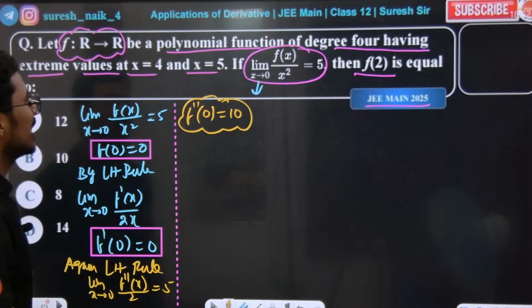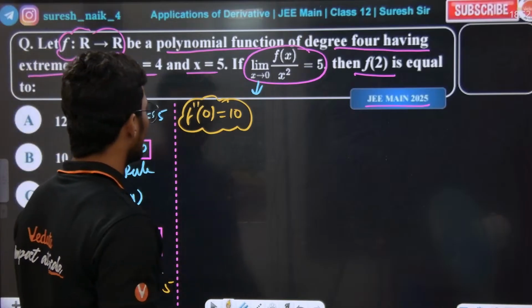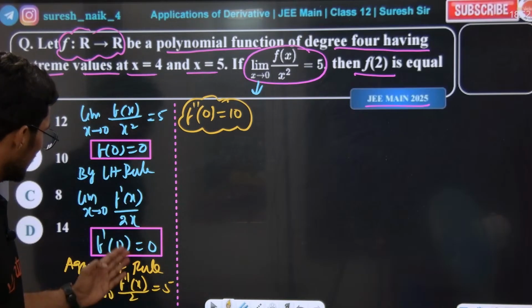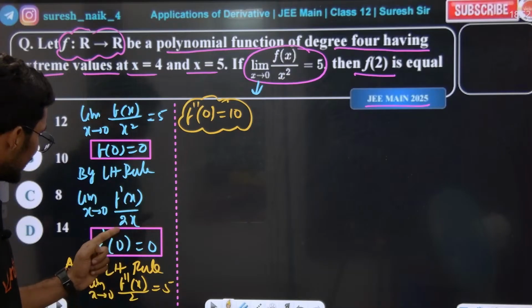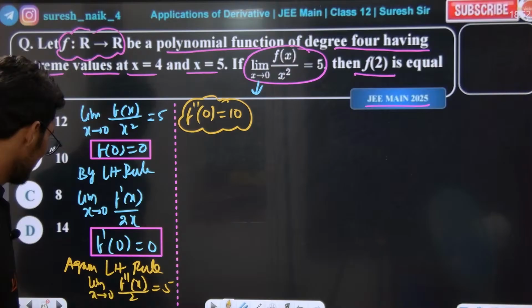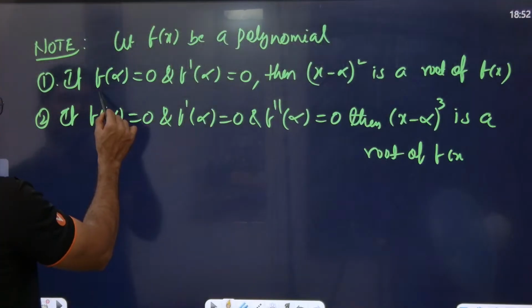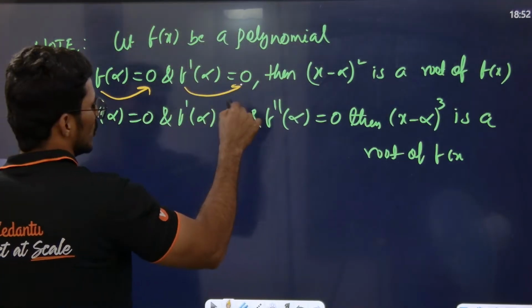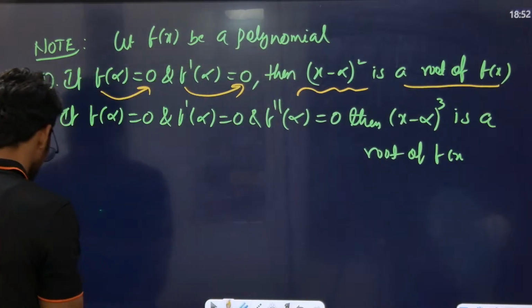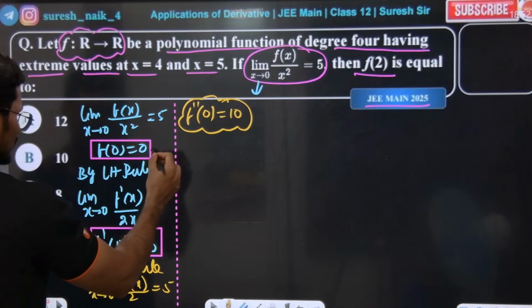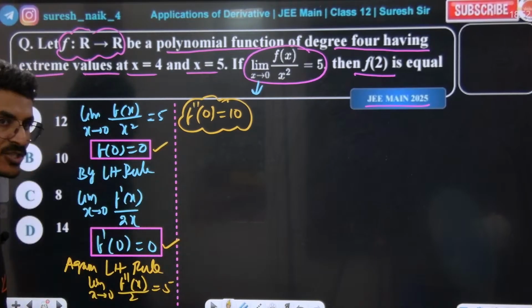Everybody listen to the class. Here, f of 0 is 0, f dash of 0 is also 0. If f of alpha is 0 and f dash of alpha is 0, then x minus alpha whole square is a factor of f of x. Here f of 0 is 0 and f dash of 0 is also 0.